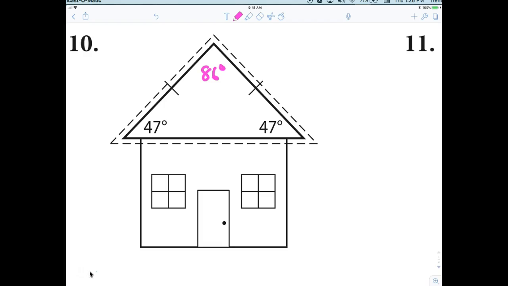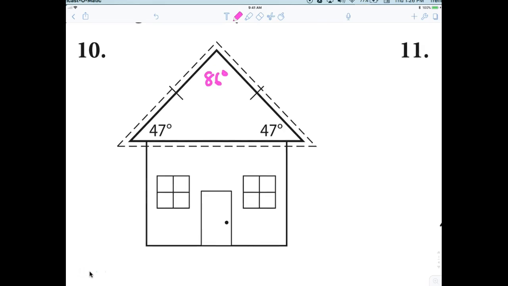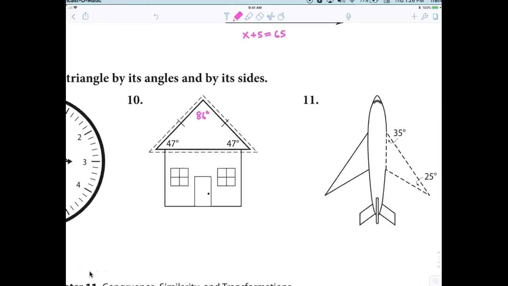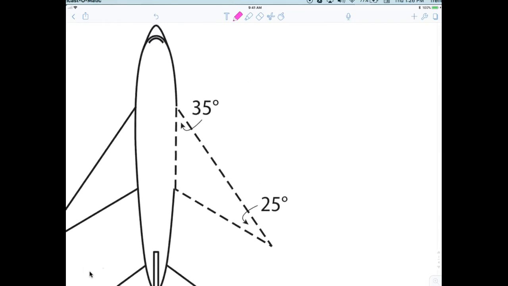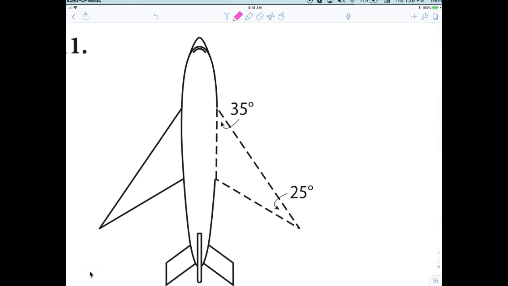Wait, we have to give the missing angle? Well, the reason why I had to give the missing angle is because I didn't know how to classify it if I didn't know what the angle was. Do you agree with that? Yes. So we're going to say that it is isosceles and acute. Everybody good? Catherine, would you like to repeat what you just said?